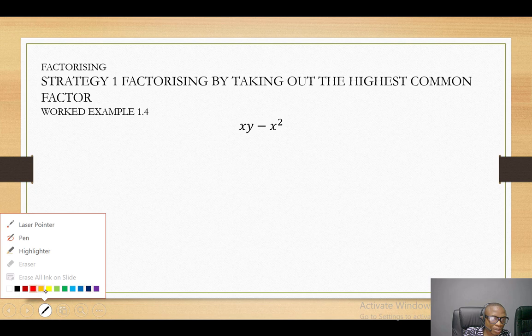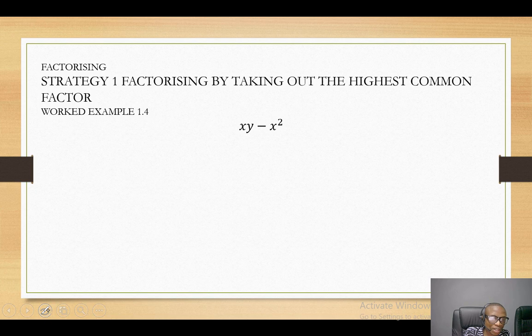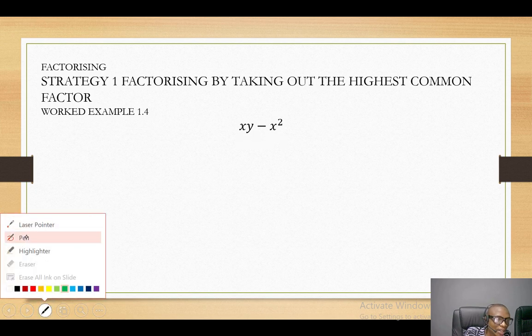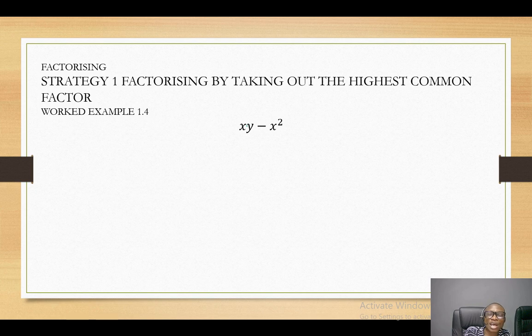Let me pick which color might be more visible. Okay, will green do it? Let's check. So xy, it's my first term. Kids, bear with me. And I'm picking. Okay, xy, it's my first term. This is my first term. My second term, it's x squared. So I've got these two terms, xy minus x squared.